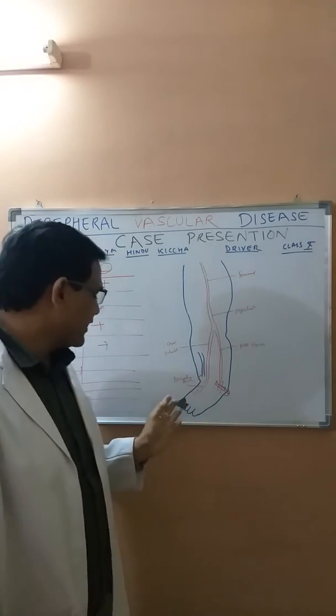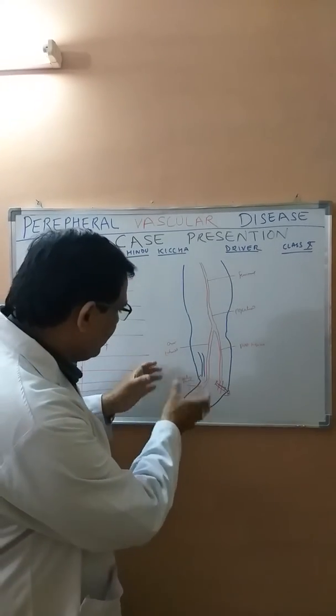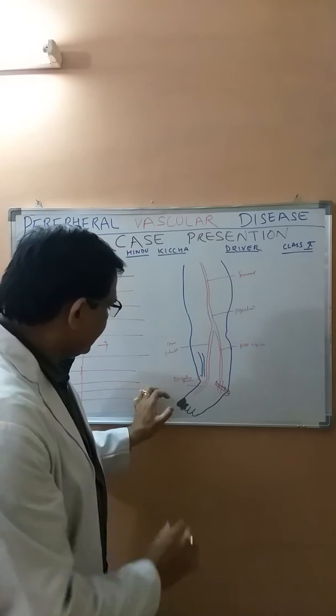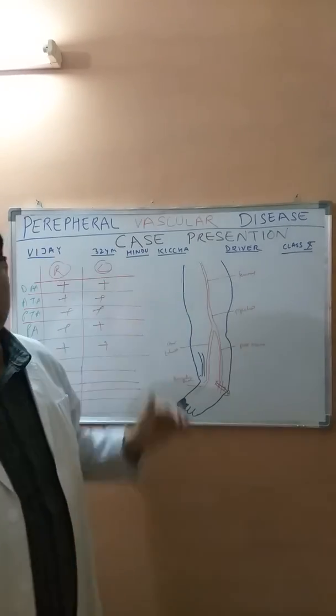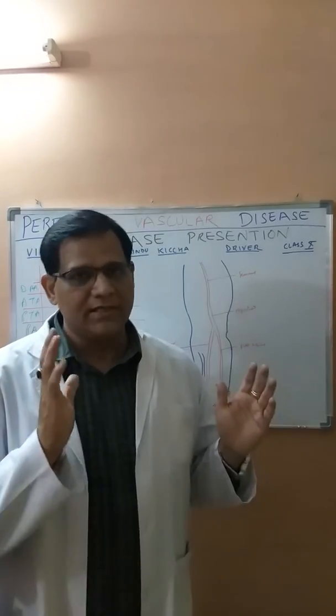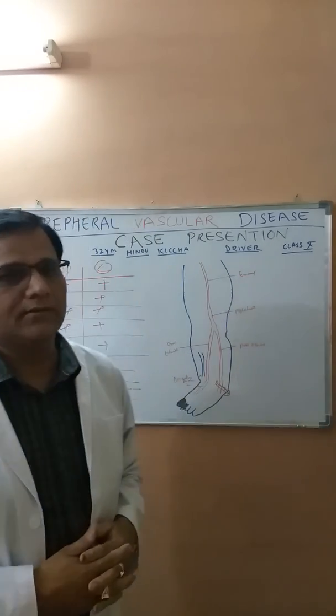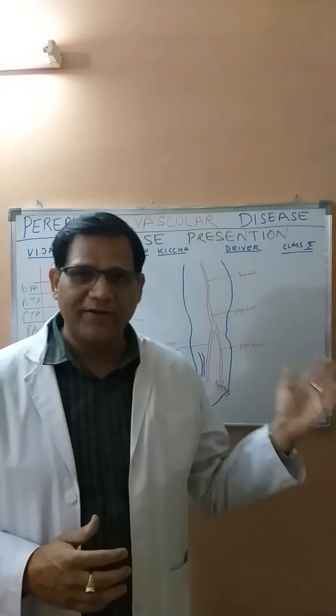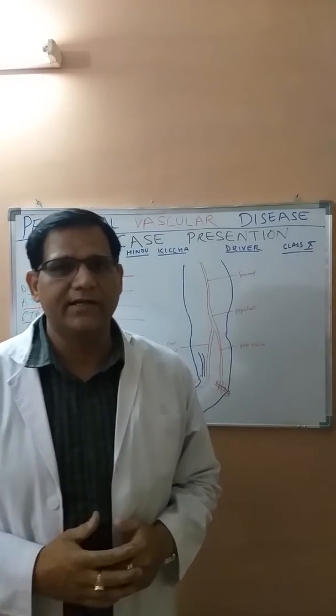Then you go on and look for the movement. Is there any restriction of movement in the affected part or not? Movement you have to see. So if you have done all these things, then this will complete your examination for peripheral vascular disease, of the affected area or the non-affected area.